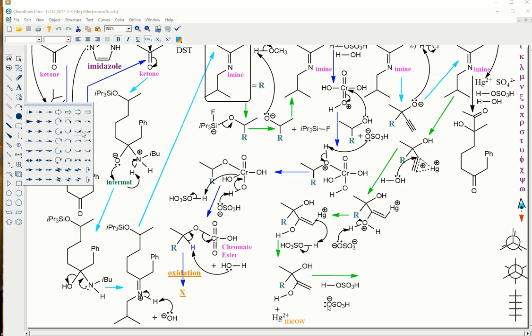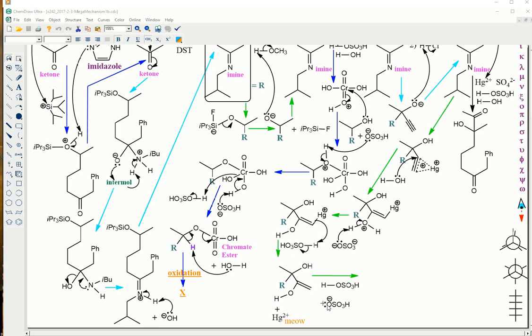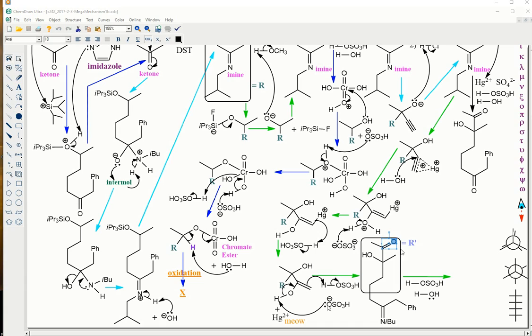Enols will undergo tautomerization using a base, bisulfate, and its conjugate acid partner, sulfuric acid. Base grabs the H. Sigma becomes pi. Alkene pi electrons protonate, generating a CH3 on the end, thus giving us this species here.